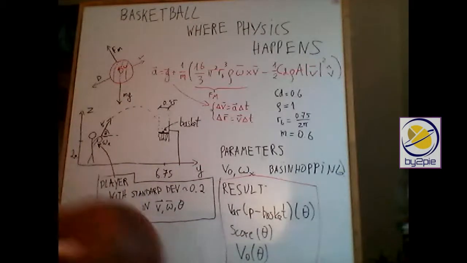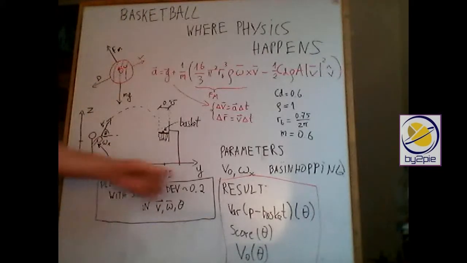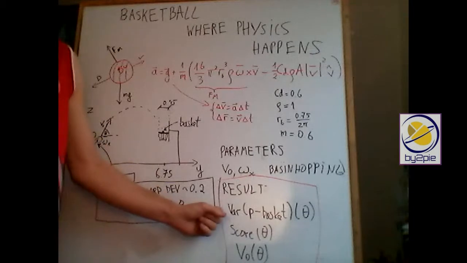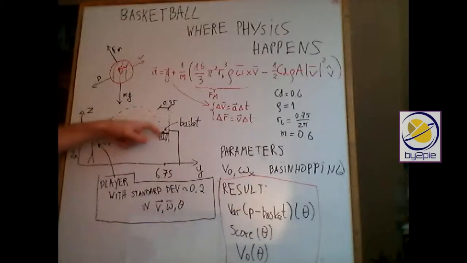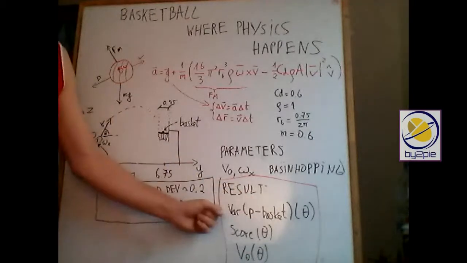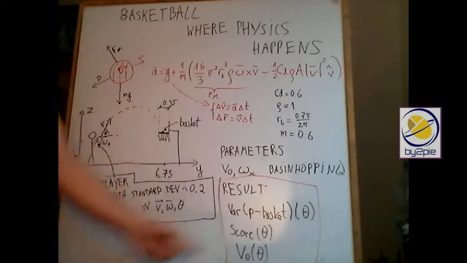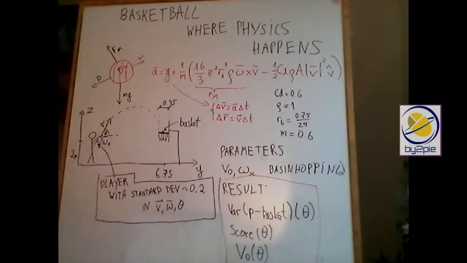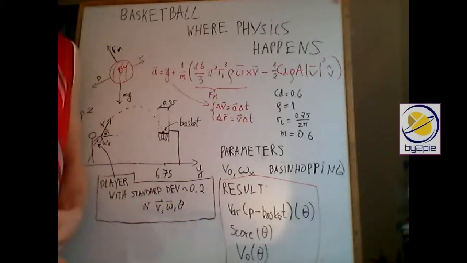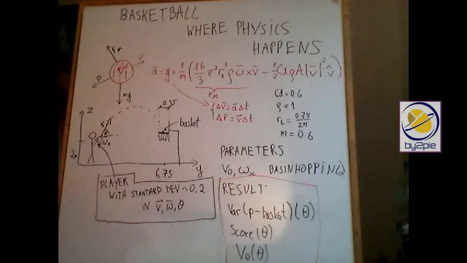And what is my aim? My aim is to investigate how this initial noise is influencing three things: the variance of the distance between the point where the ball hits the basket and the center of the basket, as a function of theta, also the score depending on theta, and the initial velocity, because maybe for some elevation angles the velocity would be enormously high and it would be impossible to shoot a ball like this.